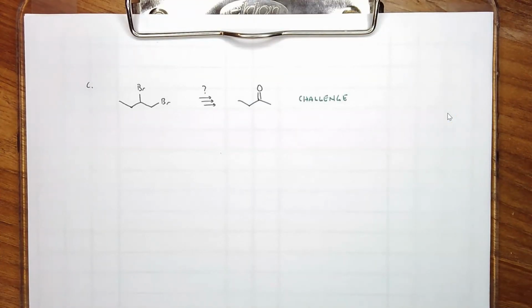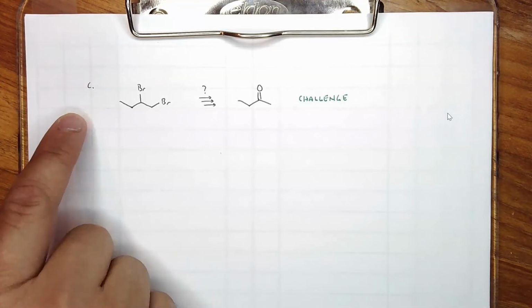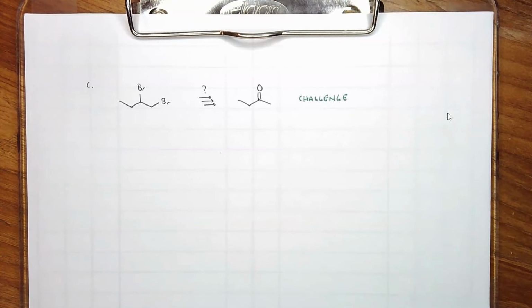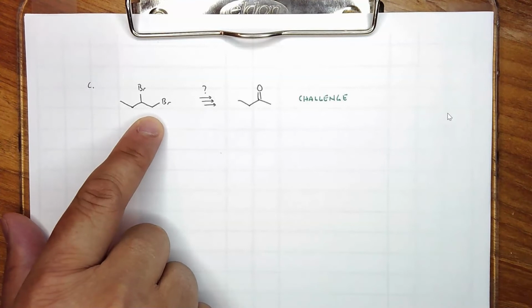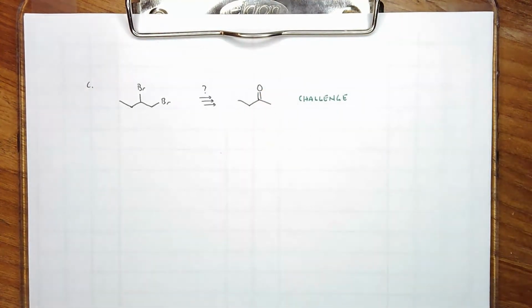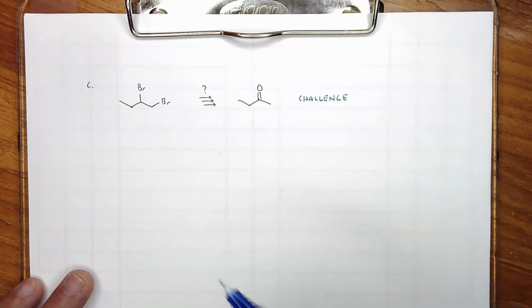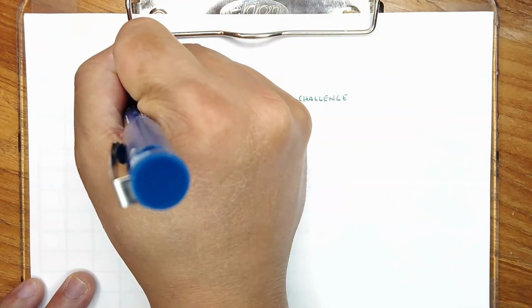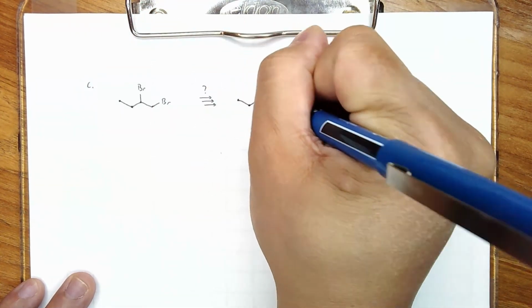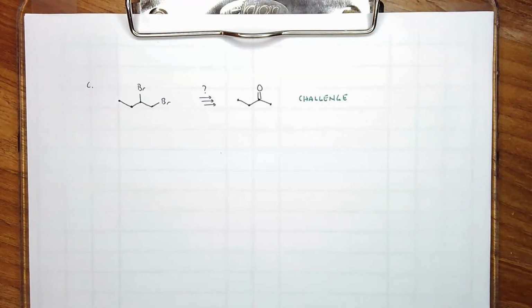Okay, I found a challenge for part C. I think this is a challenge because we have several functional group changes that aren't apparently, or at least initially, linked together. For instance, we have to get rid of 2 bromines, and we have to figure out a way to get an oxygen onto the molecule. The good news is that both of these molecules have 4 carbons. So I don't think we're forming or breaking any carbon-carbon bonds.